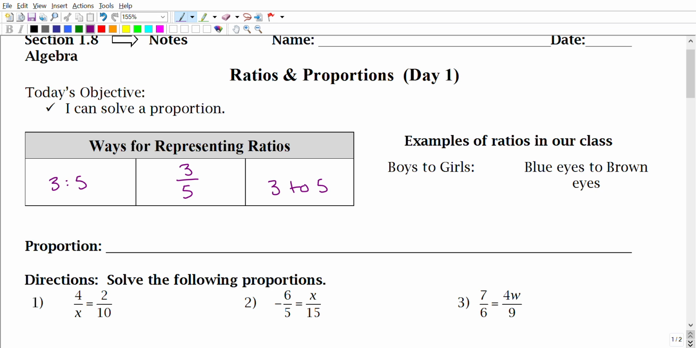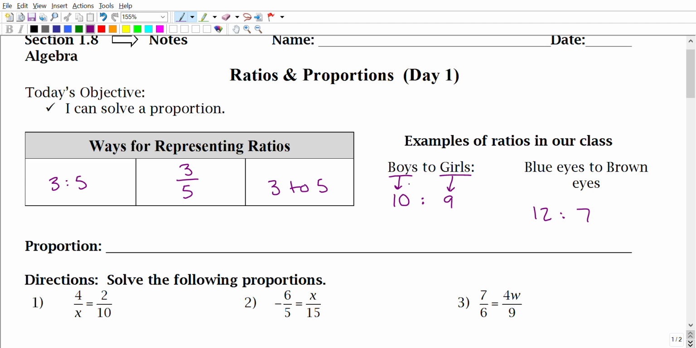So let's go ahead and do some ratios like if we were in class right now. So I believe right now in our class we have 10 boys and 9 girls. So our ratio of boys to girls is, again, 10 boys to 9 girls. All right. If we were to do blue eyes to brown eyes, let's say 12 people have blue eyes and only 7 people have brown eyes. Okay. All right. So again, we just have to make sure we represent this in the correct order.